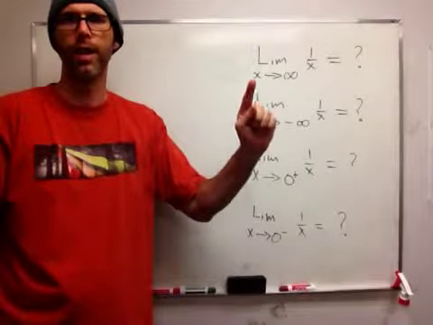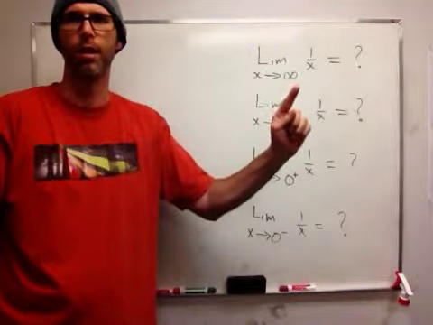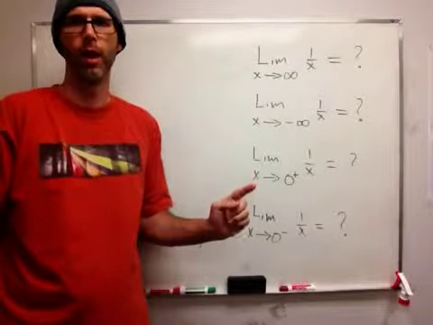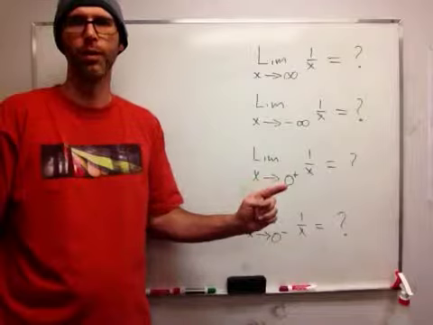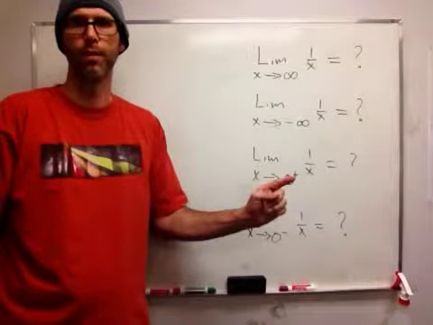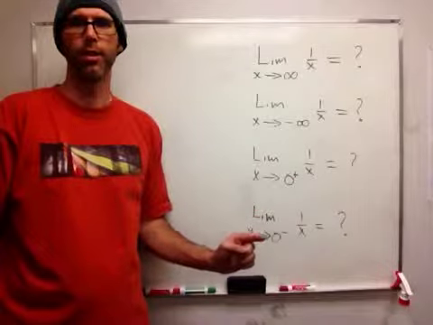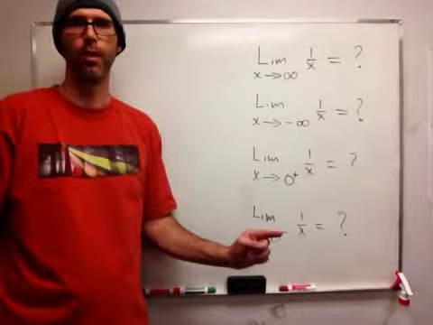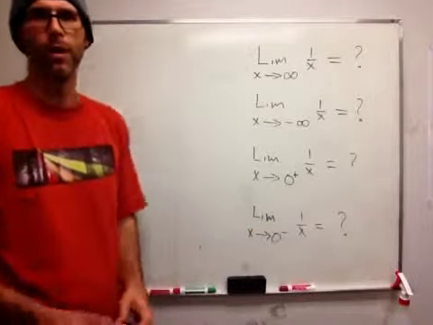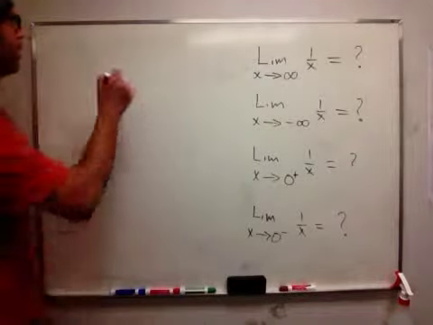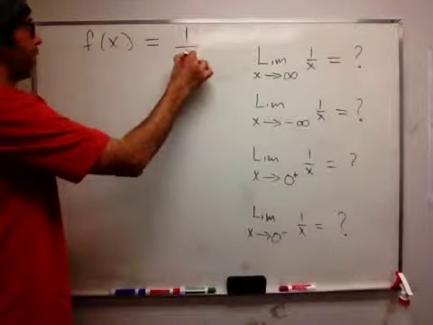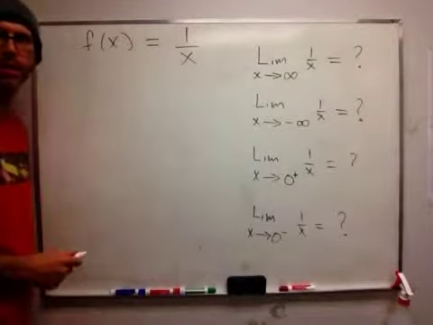As x gets large, x gets small, x gets close to 0 from above, positive from above there, x gets close to 0 from below, from the negative direction. Okay, so our function is f of x equals 1 over x.